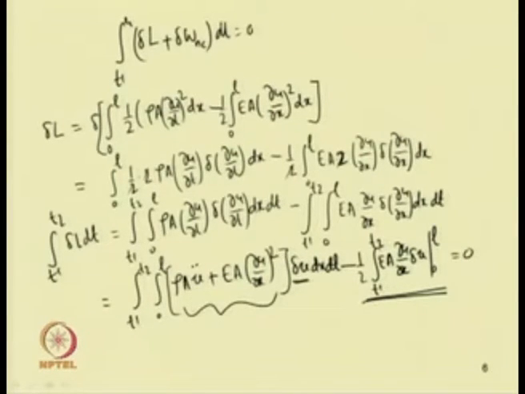So, the equation of motion becomes rho A u double dot plus E A ∂²u/∂x² equal to 0. So, this is the equation of motion for the system.